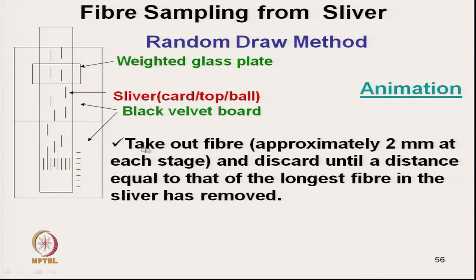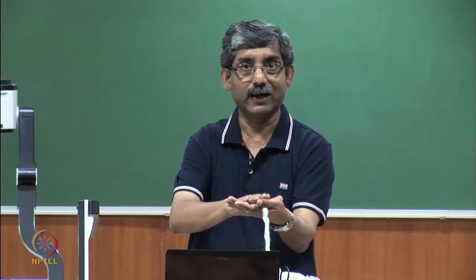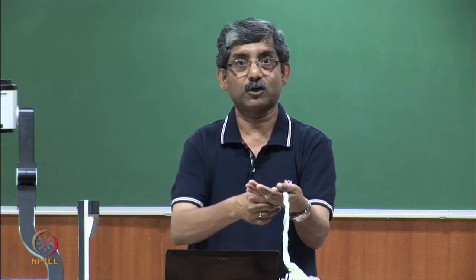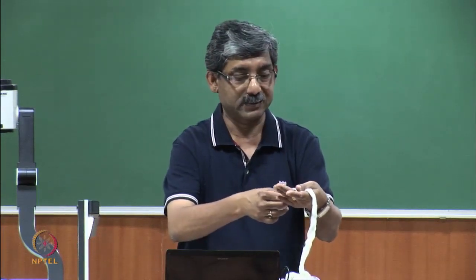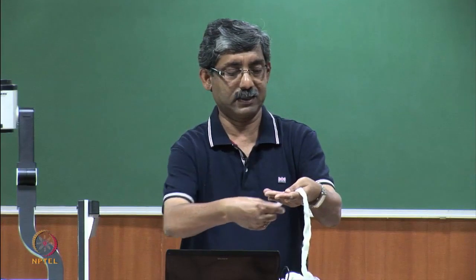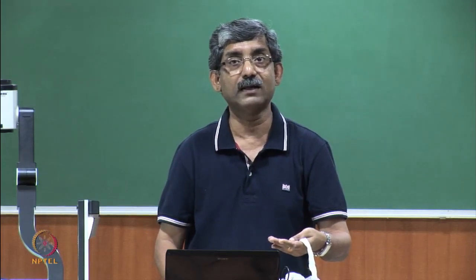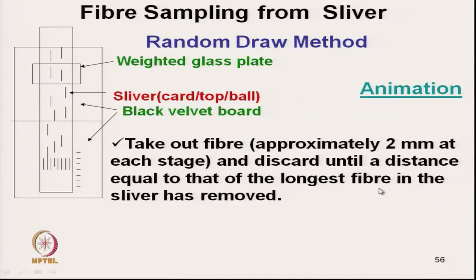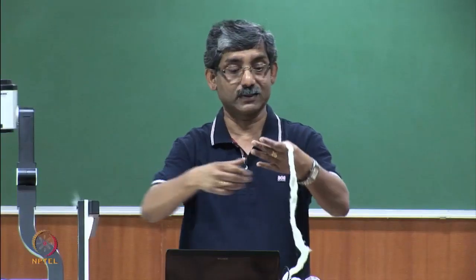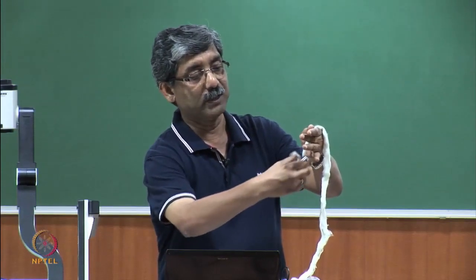Now, what do we have to do? We have to take out some fiber ends. Suppose the sliver is placed on the black velvet pad. We have to take approximately 2 millimeter of fiber at each stage. At each stage we will keep on gripping and taking out 2 millimeter of fiber, until a distance equal to the longest fiber in the sliver has been removed. So we take out the fibers till the longest fiber is removed, in stages of 2 millimeter.